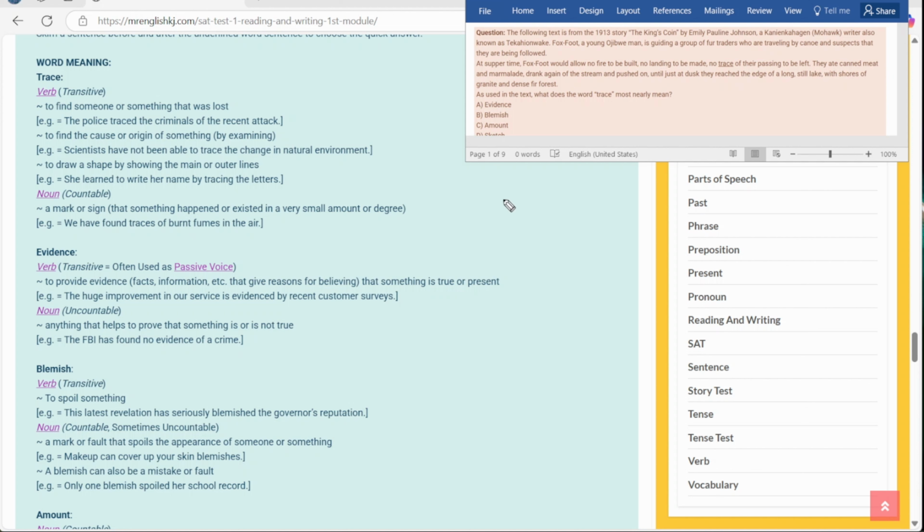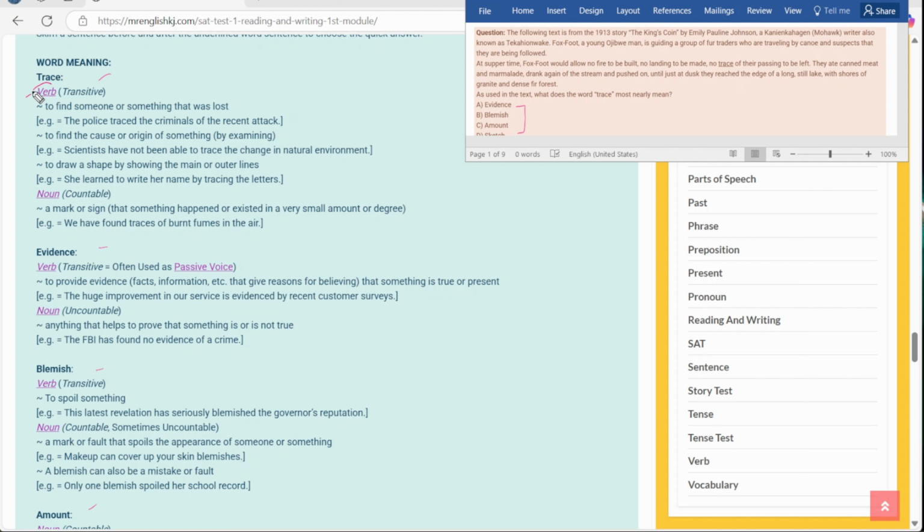Now, how do you solve it? Well, I have given everything based on four options. You can see all the words here. There is a verb telling you the word trace. What trace actually means is to find someone or something that was lost. So you are tracing it. Trace is a verb, a transitive verb.